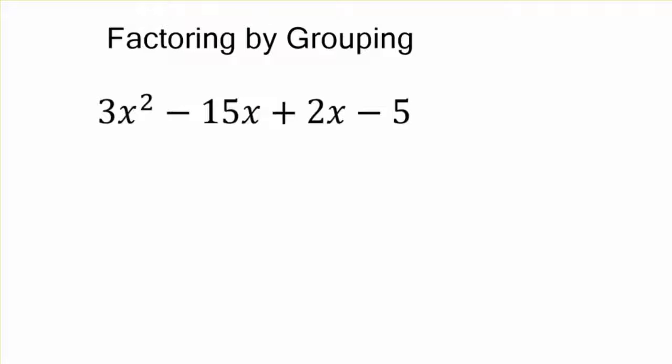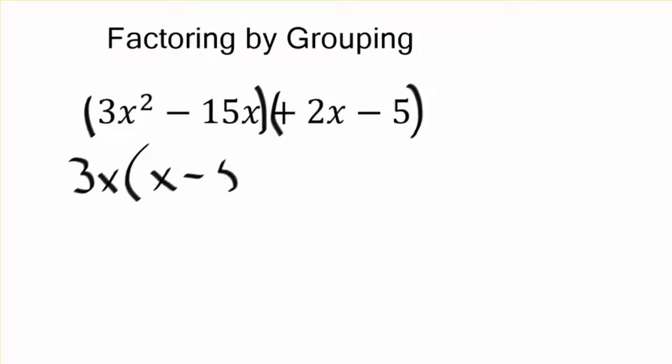Now, let's look at an example where it's not going to work. Now, always be aware that they're going to give you ones with 4 terms in the polynomial, and that you can try to do grouping. So you try to factor out greatest common factor from the first 2. That's going to be 3x. You get x minus 5.